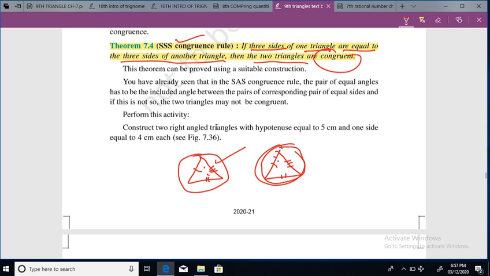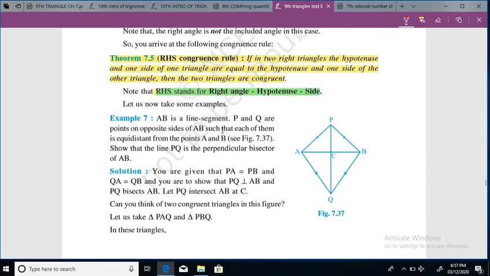One more congruence rule is there, that is the RHS congruency rule. RHS means R is right angle, H is hypotenuse, S is side. So in two right angled triangles, there must be a 90-degree angle. If the hypotenuse and one side of one triangle are equal to the hypotenuse and one side of the other triangle, then the two triangles are congruent to each other. So let's see the exercise questions.